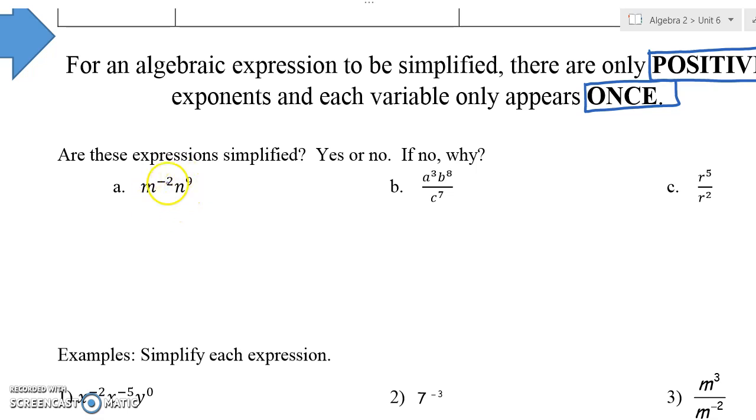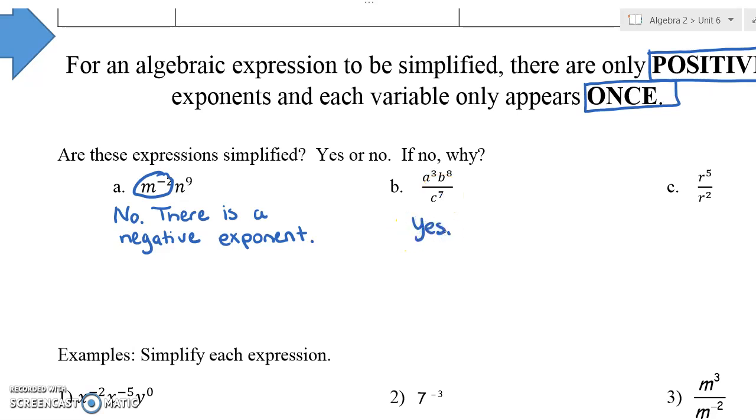So if I look at this expression, I could tell that it is not simplified. So the answer is no. And the reason for that is because of m to the negative 2. There is a negative exponent. And according to the rules, all the exponents are supposed to be positive. So that's the reason why. Now, let's look at B. I have a base a, a base b, and a base c. So none of the bases are being repeated, and all the exponents are positive: 3, 8, and 7. So therefore, we know that this expression is simplified.